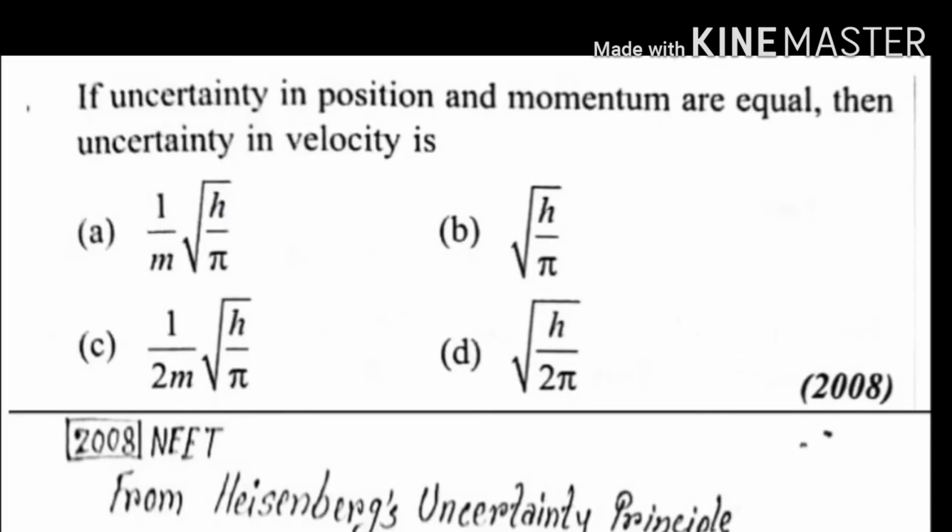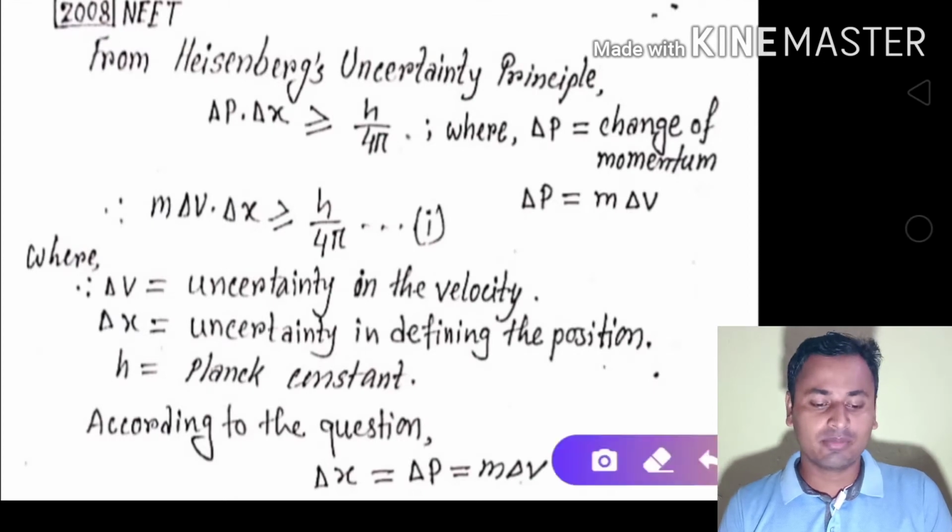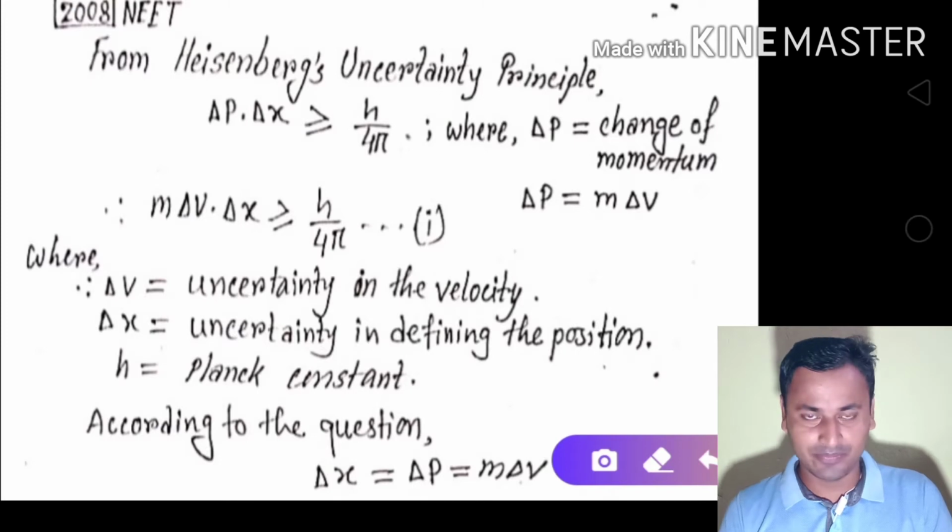First question is here, your screen. If uncertainty in position and momentum are equal, then uncertainty in velocity is option A, option B, option C, or option D. We calculate the velocity uncertainty.